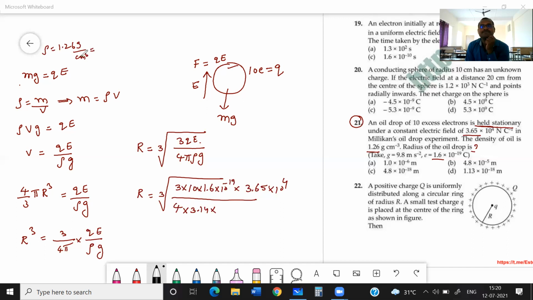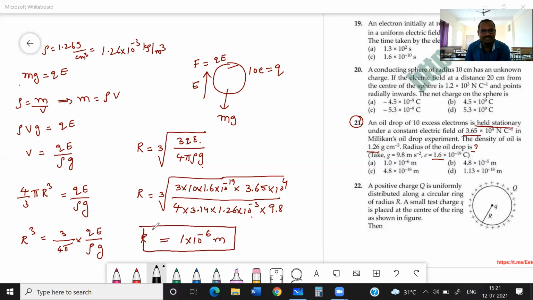We need to write it in kg per meter cube because kg per meter cube is the SI unit. So 1.26 into 10 to the power of minus 3 kg per meter cube is rho. Let us use that, into the g value, which is given as 9.8. Now multiply all these things, divide, and find the cube root of that. You will get the required answer. So the answer is 1 into 10 to the power of minus 6 meters. Do these calculations and you will get the required answer.